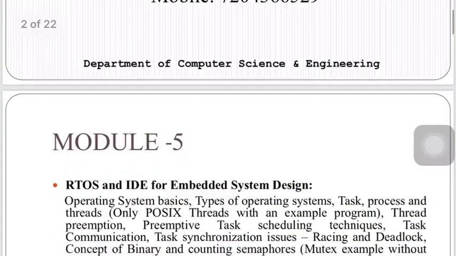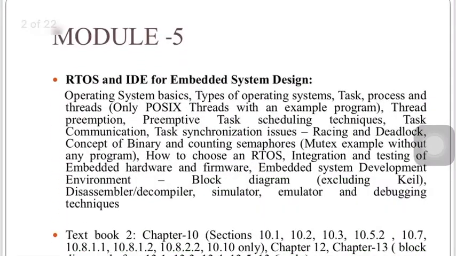So we have started with module 5, which is on RTOS and IDE for embedded system design. And in previous classes, we have already discussed the operating system basics, types of operating systems, task, process, and threads. So let's continue. Today we'll discuss thread preemption and preemptive task scheduling techniques.